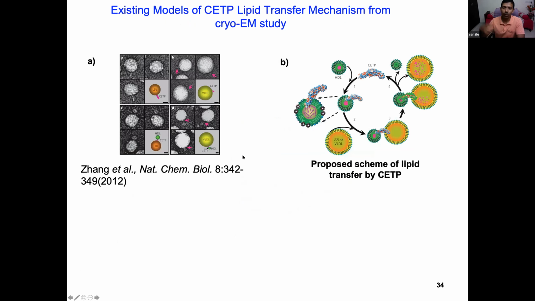So there's a continuous search to find out how CETP is basically reducing the HDL level and increasing the LDL level. Only in 2012, there was a cryo-EM study by which they found this kind of structure where CETP is basically bridging between HDL and LDL. Based on this cryo-EM structure, they proposed this schematic diagram where this is HDL, this is LDL, and CETP is in between. So they proposed that there is a ternary complex formation, but they still could not say how the lipid is being transferred.